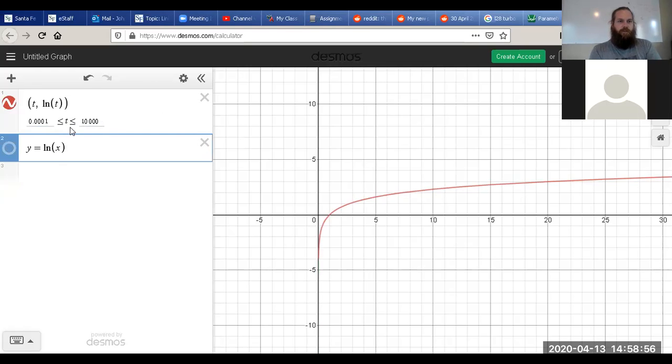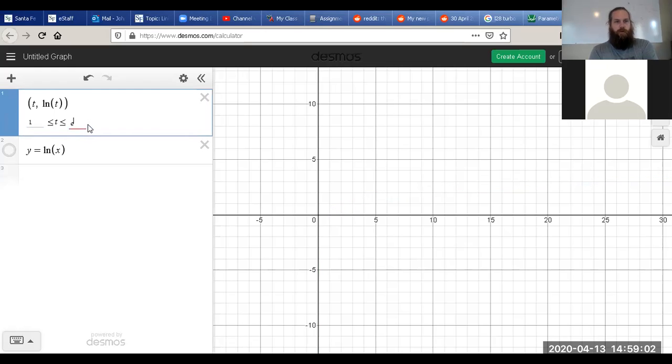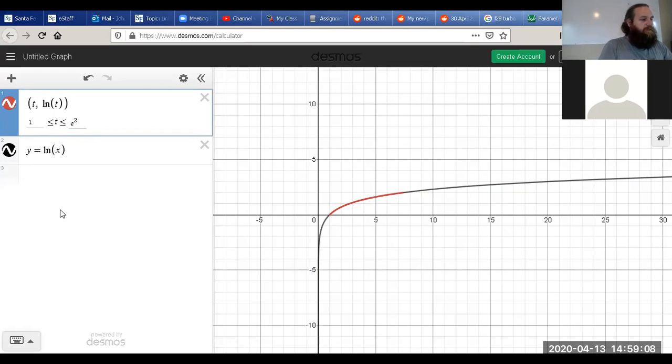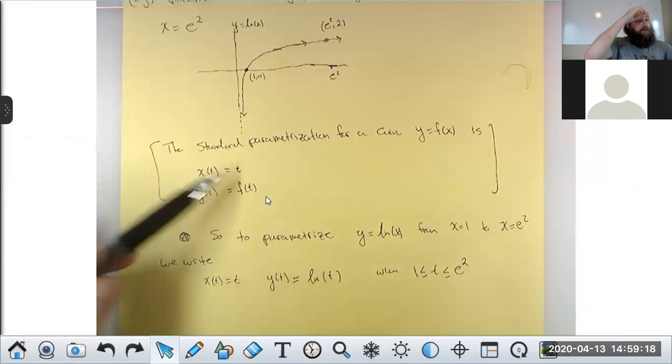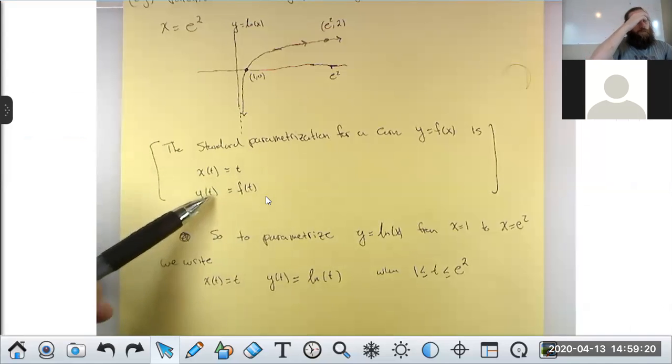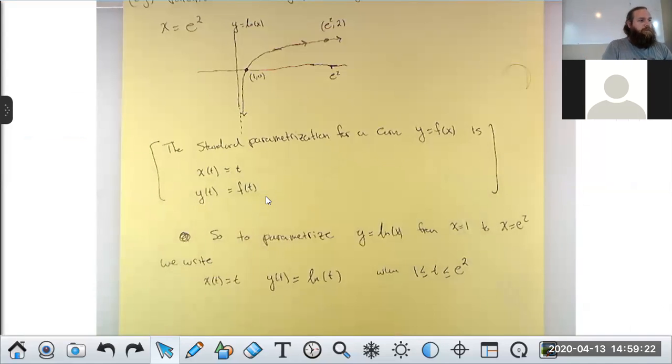So this is called the standard parametrization. And what we wanted was the graph of the natural log from 1 to e squared. And the standard parametrization did the job for us. We were able to get a set of parametric equations that just gave me the portion of the curve I wanted by using this trick, where you just let x be t, and then you let y be whatever you get when you plug in t for x. It's a nice trick. It's a useful trick.